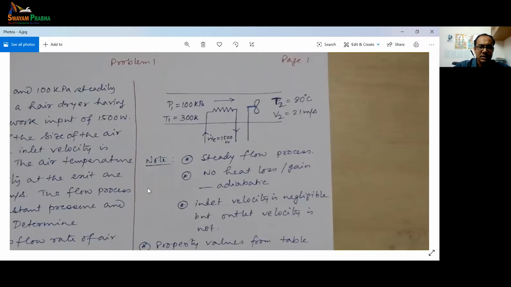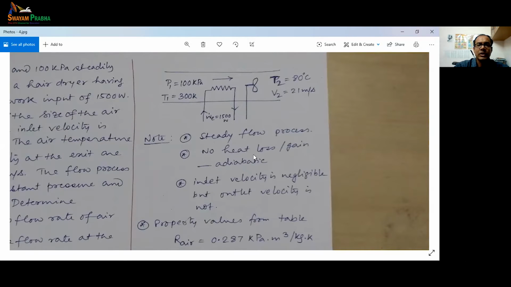So first things first, what we have to note here. Whenever you are given a problem, you have to think of what the given things are from the statement. First is a steady flow process. So the steady flow energy equation, or the first law applicable to a steady flow process, is what we need to apply here. And then no heat loss or gain, because it is given to be adiabatic.